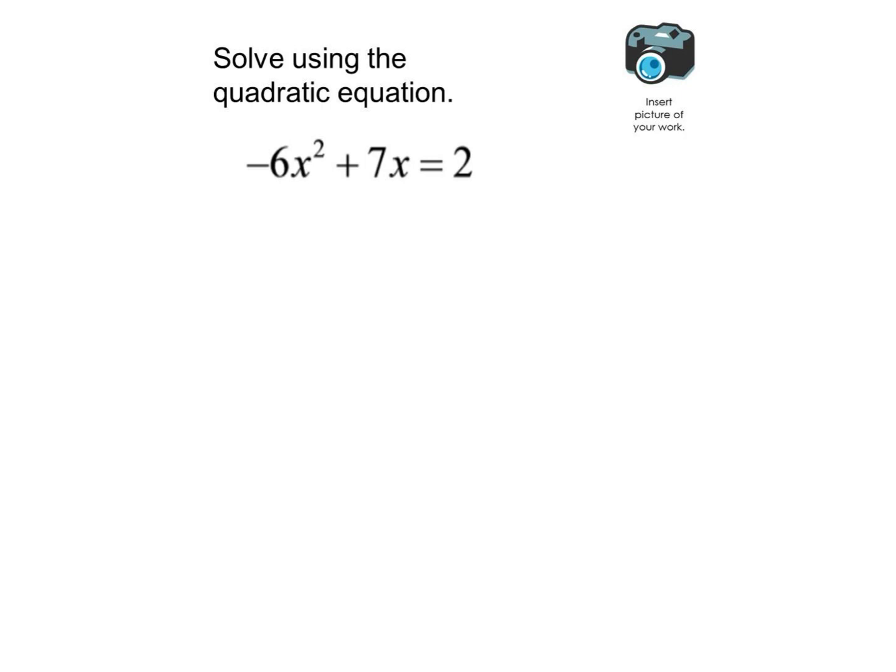Okay, hit pause and try to do this one. Make sure you start with your formula. Well, you're not going to start with your formula on this one because it's not in the correct format. So you're going to rewrite it in the correct format, and then you're going to write the formula with A, B, C, and then solve it. Hit pause and do all of that now.